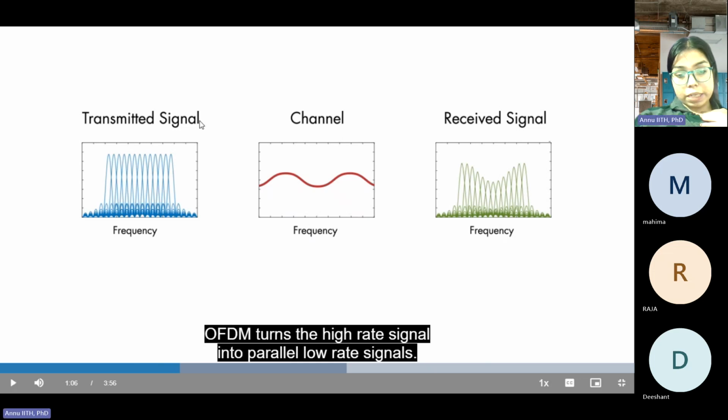As we know, OFDM turns the high rate signal into parallel low rate signals. In that, the passband was divided into different small bands, right? The band was divided into various small bands. Or in other words, we can say it turns the high rate signal into parallel low rate signals.